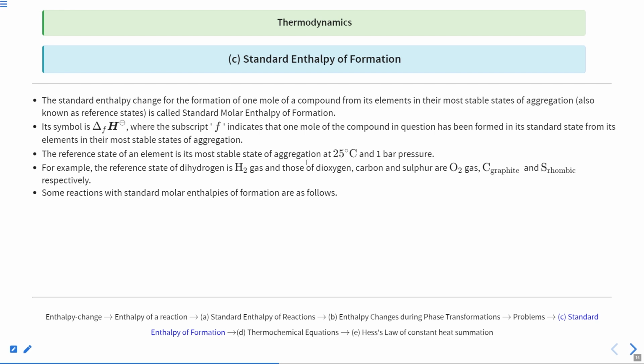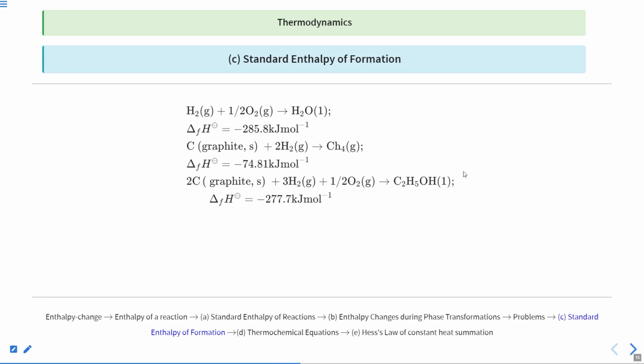Now, suppose you are taking carbon graphite and oxygen O2. The enthalpy change during the formation of CO2 will be the standard enthalpy of formation for CO2. Now, if I ask what is the standard enthalpy of formation for graphite, then it is 0. For the standard state, the enthalpy of formation is always 0. Clear? Suppose I am taking it for water. H2O has a delta H formation of minus 285.8 kilojoule per mole. Similarly, for CH4, the delta H formation is minus 74.81 kilojoule per mole.